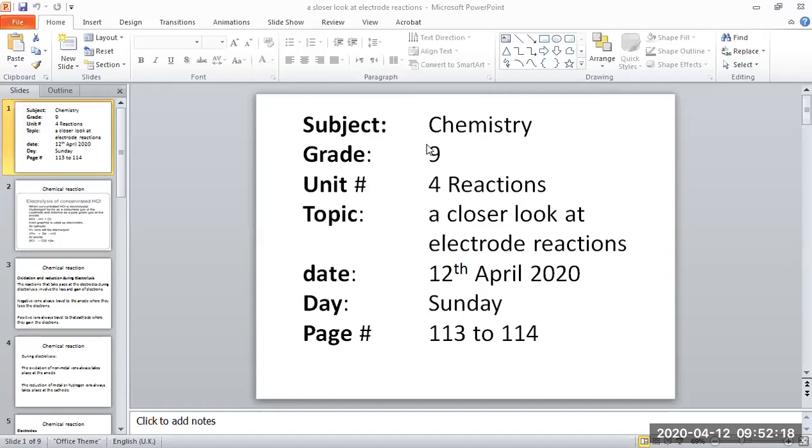Good morning. Today in chemistry, this is our topic. This is the last topic, Chapter 4 reactions: a closer look at electrode reactions. Open your book at page number 113, and we will discuss these two pages, 113 to 114 today. Okay, now we will start.